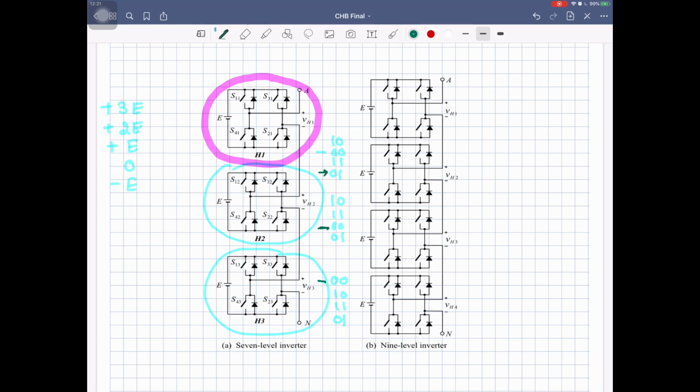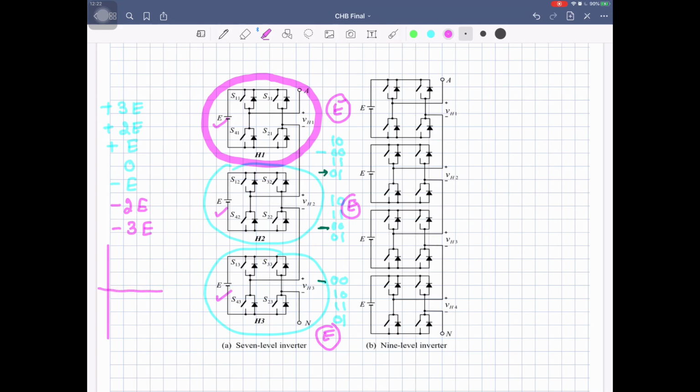To get minus 2E, you will have to keep two inverters with the 0 1 combination and one inverter with either 1 1 or 0 0. So you can get minus 2E. Similarly, you can get minus 3E, right? So 4E is not possible because you can get at maximum E from here, and E from here. If you have equal voltage sources, the maximum output voltage possible is equal to the sum of the DC sources. So you cannot get more than 3E. So your maximum voltage will be limited to that one.